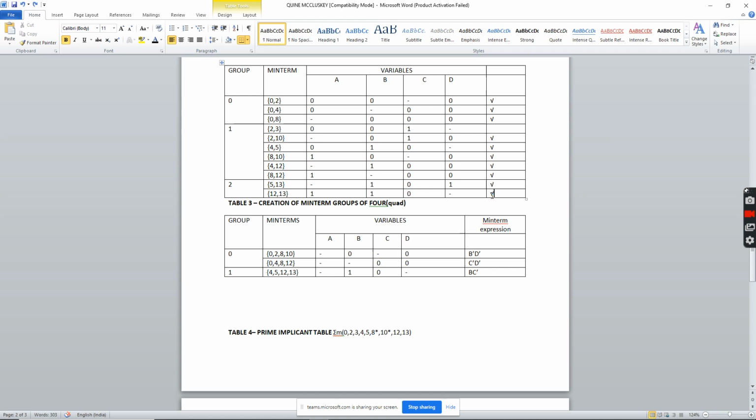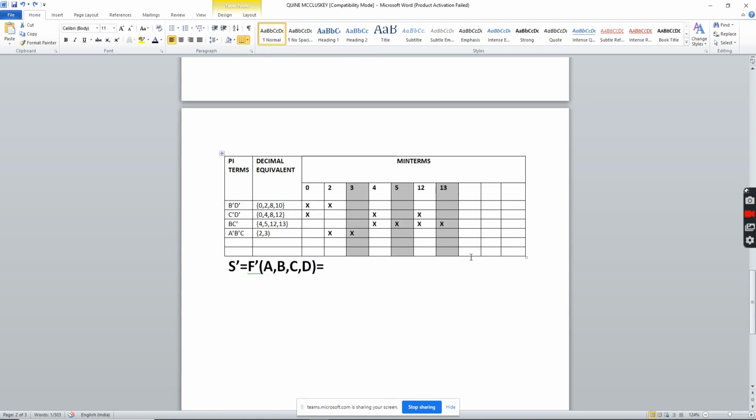I'll copy the tick marks here. 4, 5, 12, 13. So this 13 is covering, this EPI is covering all of these. Next, even 5 is covered here.